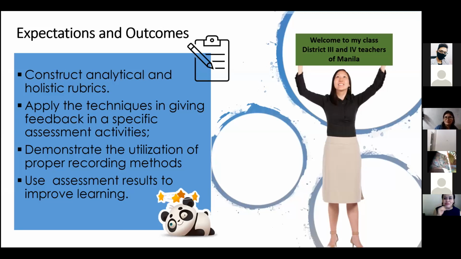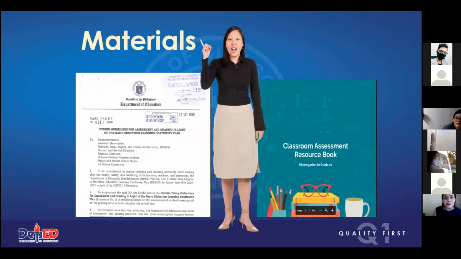Okay, so welcome District 5 and 6. Now, these are the materials. When I make an assessment, I need to have my Bible. This is DepEd Order number 31, Series of 2020, you should have a copy of that. And we also have the Classroom Assessment Resource Book. My former teachers have that.